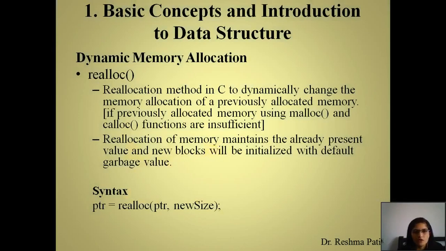Next function is realloc. The reallocation method in C is used to dynamically change the memory allocation of previously allocated memory. We have already allocated memory using the malloc or calloc function, and that is not sufficient. Then there is a facility given by dynamic memory allocation: under this there is one function, the realloc function. Using this function we can reallocate memory. Reallocation of memory maintains the already present values and new blocks will be initialized with default garbage values. So the syntax of reallocation is: ptr is equal to realloc, in brackets ptr comma new size.